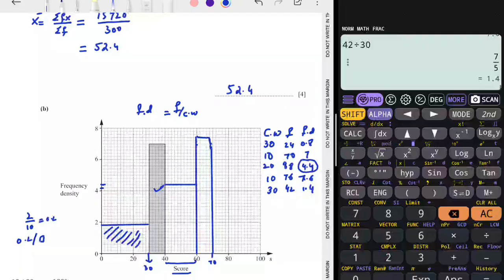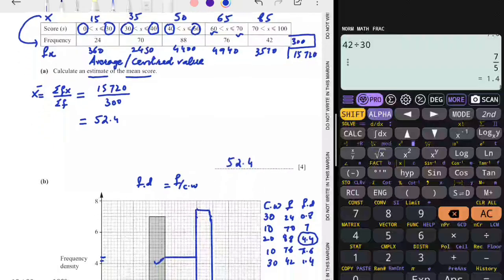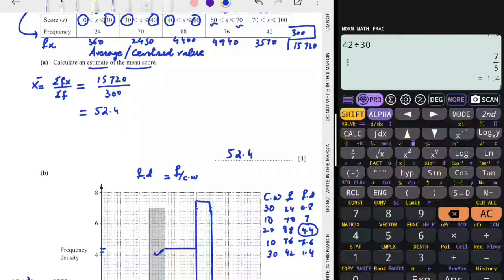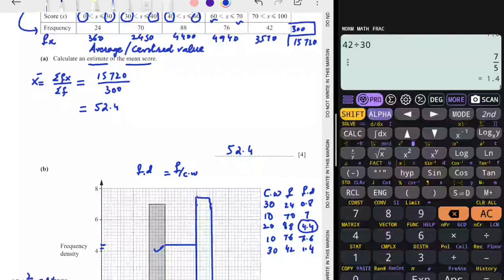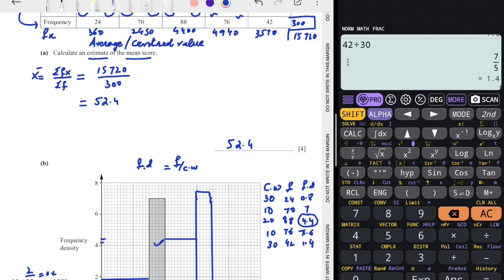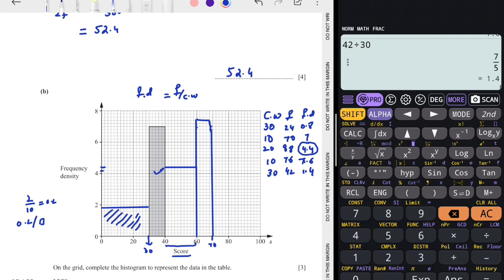Now the last one is 70 to 100. The corresponding frequency density is 1.4. So it would be 70 to 100. 1.4 would be here, 1 would be here in the middle, then 1.2, 1.4 would be here approximately. So in this way we can complete the histogram.